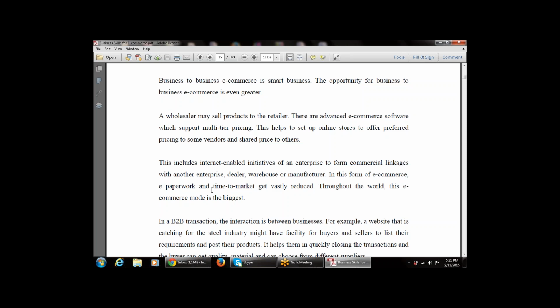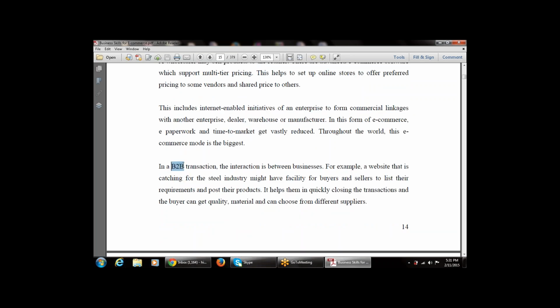Alright. Then the next paragraph says, in a B2B transaction. Now we come to the transaction. What is a B2B transaction? That is a business to business transaction. The interaction is between businesses. Suppose there are two businesses, business A and business B. The transaction is performed among various businesses.